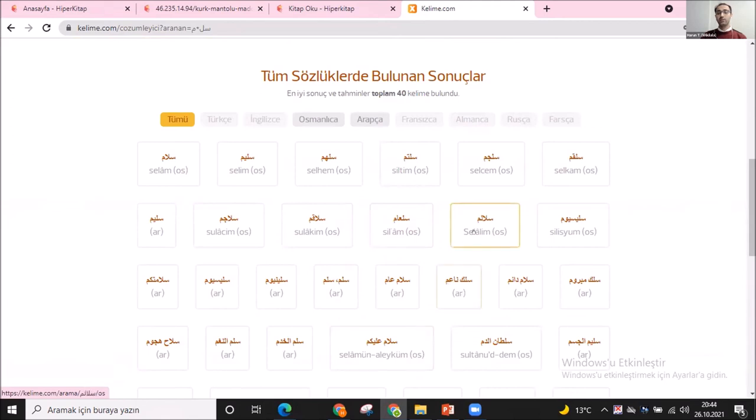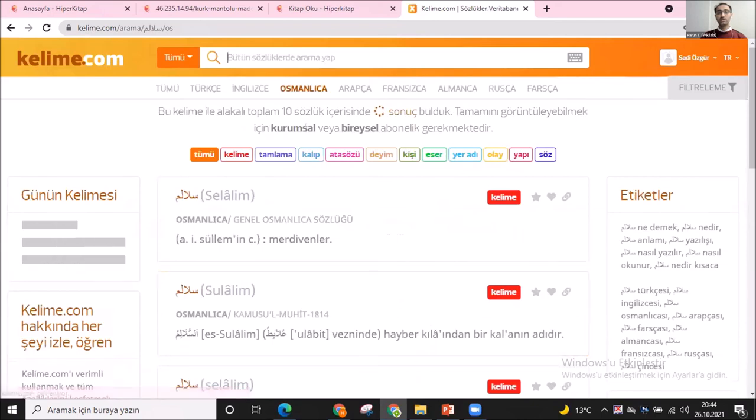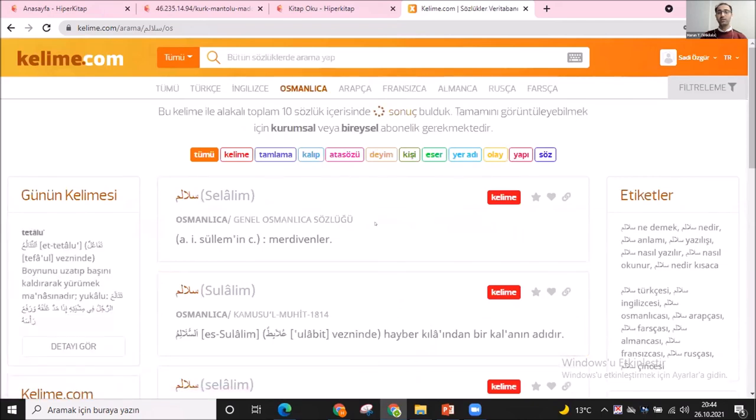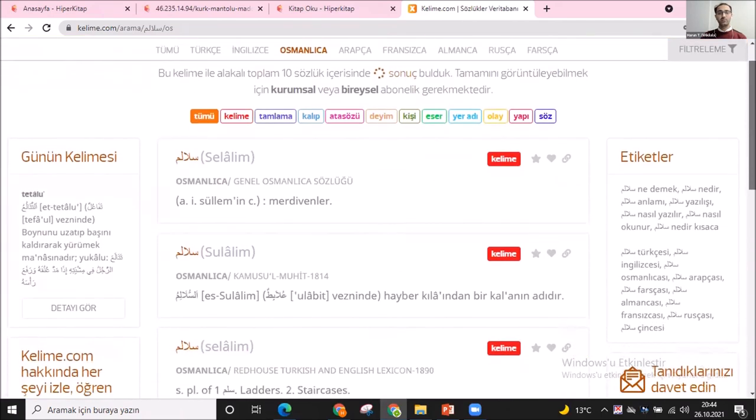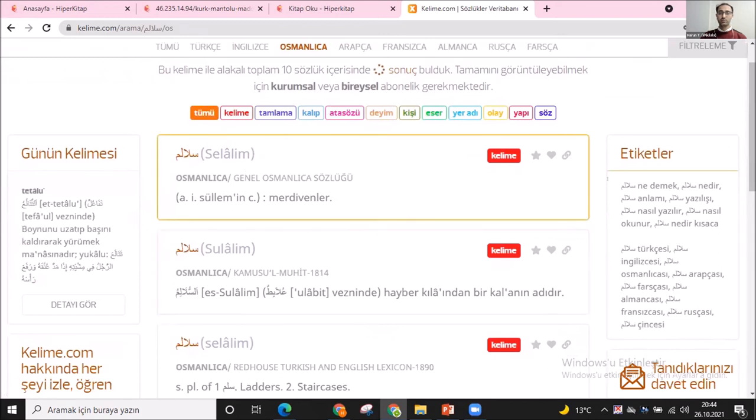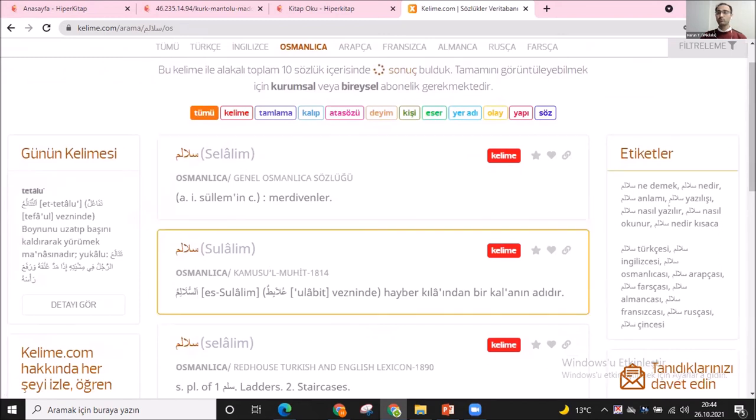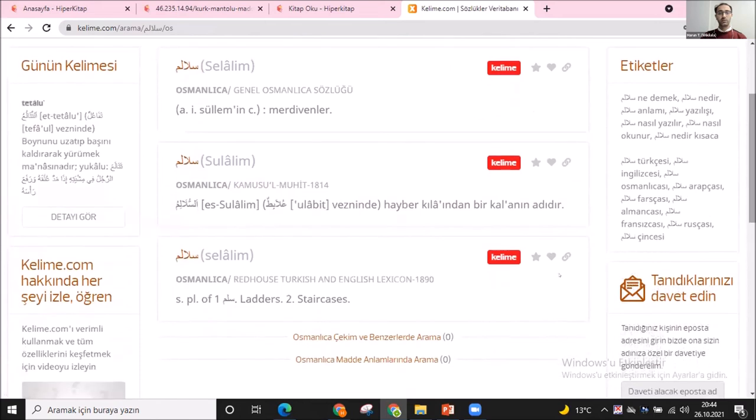And for example, if you click on selalim, you will see its meaning in many dictionaries. For example, the general Osmanlıca Ottoman Turkish dictionary, Kamusul Muhit, and Redhouse Turkish and English lexicon, for example, are all uploaded into the database. It means letters to tail cases, selalim or selam.